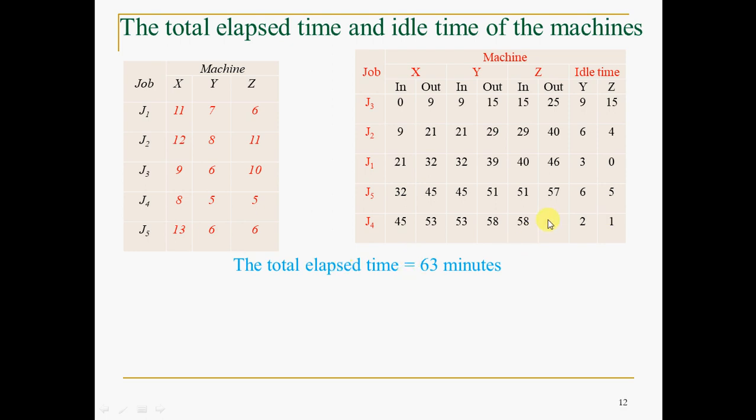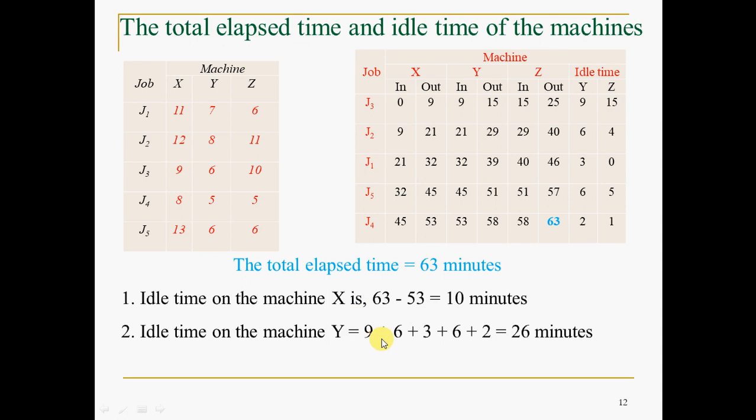Total elapsed time is 63 minutes. Idle time on machine X. Okay. So what is the total elapsed time? 63. Out of that, machine X is engaged for 53 in this batch. Let us say it is one batch of production or manufacturing, whatever it is. 63 minus 53, that is 10 minutes. Whereas coming to the other machines, Y, 9 plus, just add all these idle times, so that will become the idle time of machine Y, and idle time of machine Z is 25 minutes.